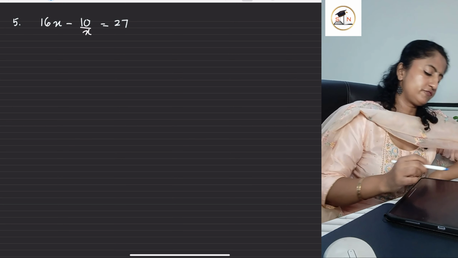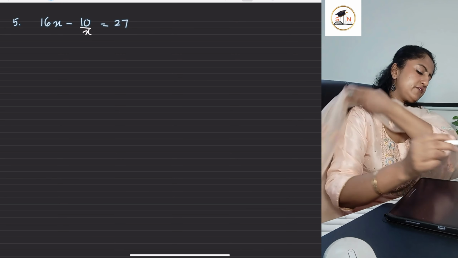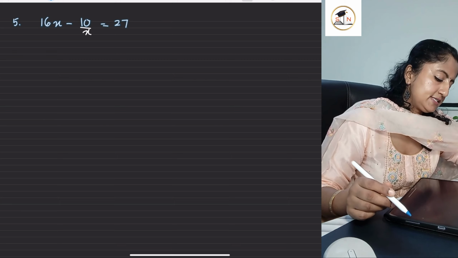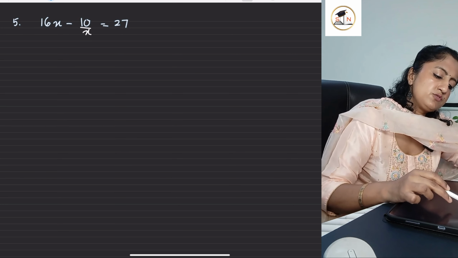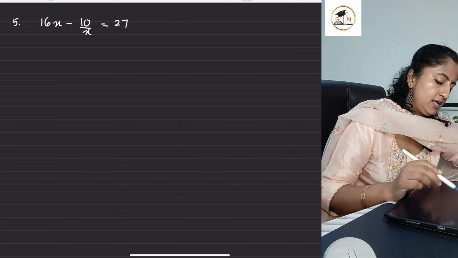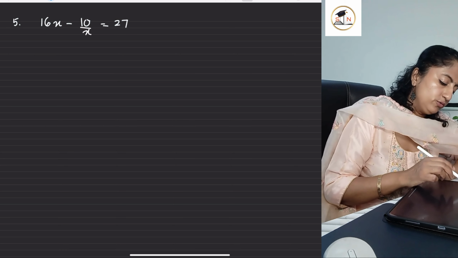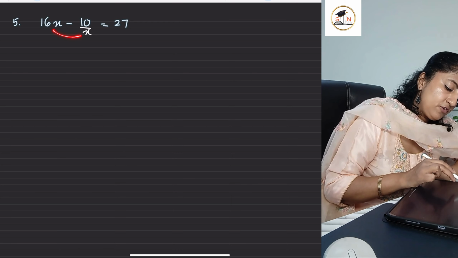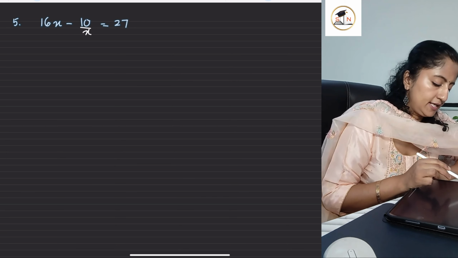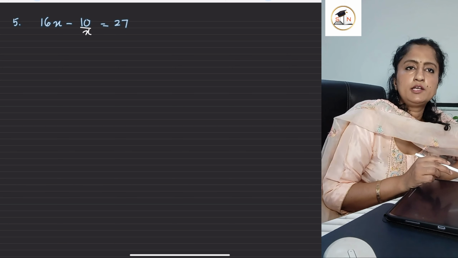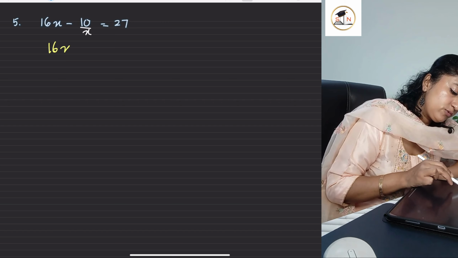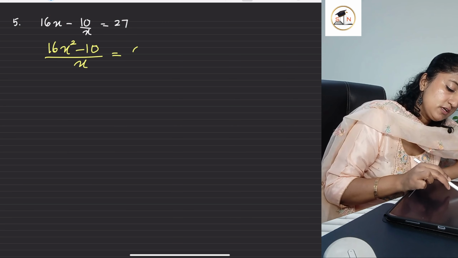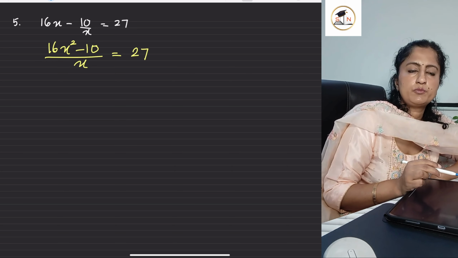This is the fifth question of this video. Now over here what we have is 16x minus 10 over x equals 27. It means we need to simplify it first. When we are simplifying this, we will take the LCM over here, or make the denominator same, right? So we get (16x squared minus 10) whole over x equals 27. This is what we get.